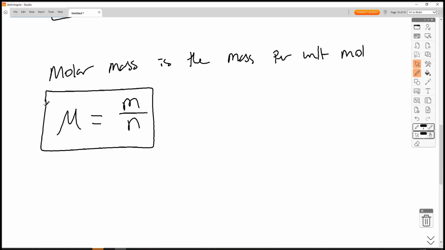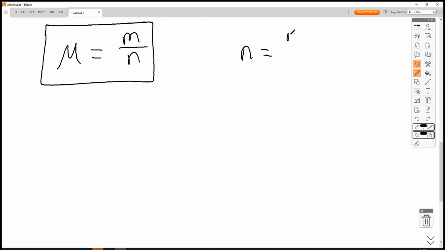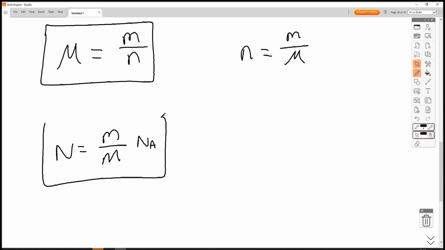And if we know this, we can make another equation in relation to that. Because using this, we've got n is equal to mass divided by the molar mass. And then if we go back to N equals n times Na, and we substitute this in, we get N equals mass over molar mass times Na. And the molar mass is measured in kilograms per mole.